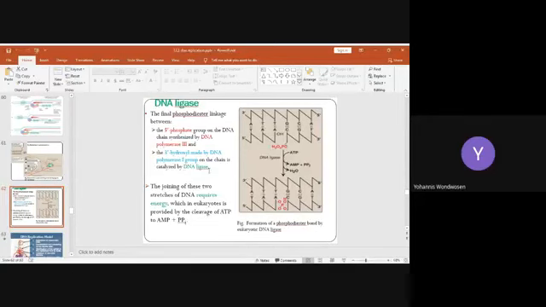DNA ligase, I told you before also, catalyzes the final phosphodiester linkage between the 5 prime phosphate group on the DNA chain synthesized by DNA polymerase. We said that. The 3 prime hydroxyl group on the chain made by DNA polymerase 1 is joined by DNA ligase.